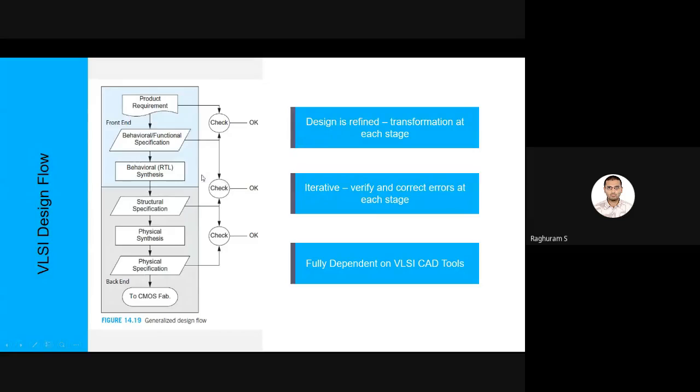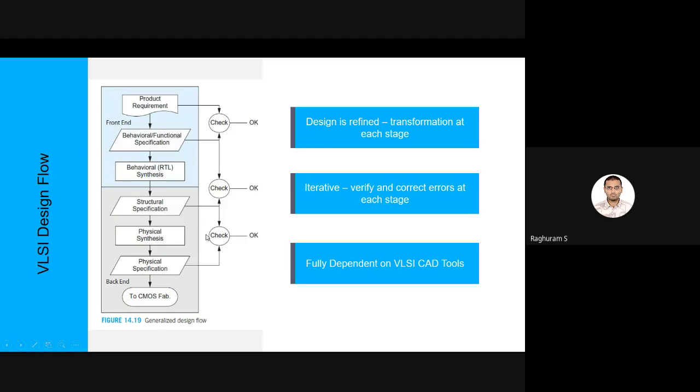Okay, so that's why it's not so much manpower intensive in this region, but it's really manpower intensive in this region because here we are actually looking at a lot of very, very small sizes and a lot of components, so the effects are exponentially more in the back end VLSI design compared to the front end VLSI design.